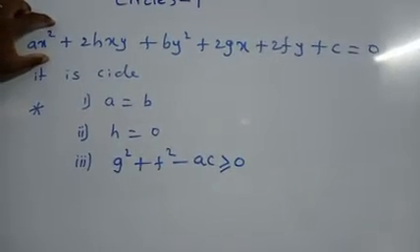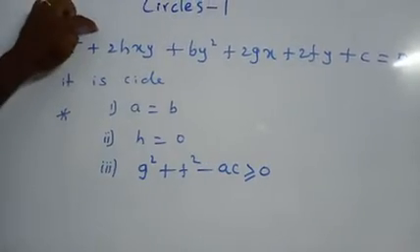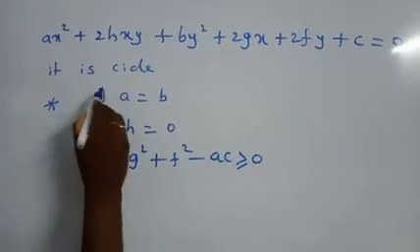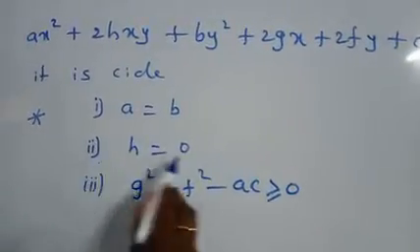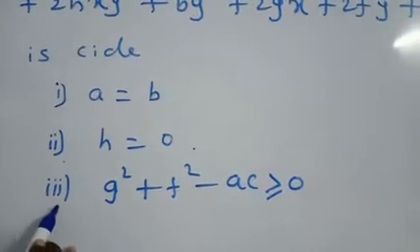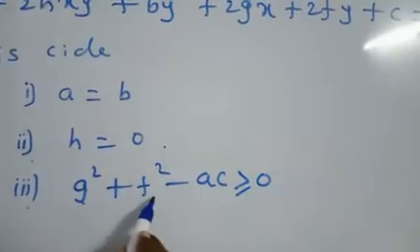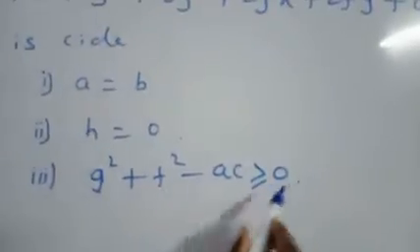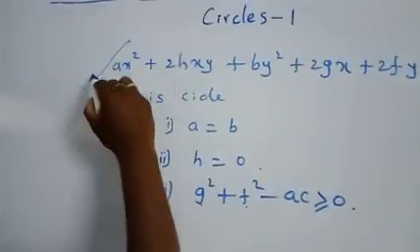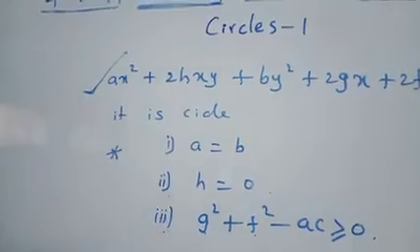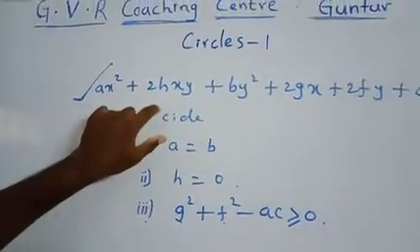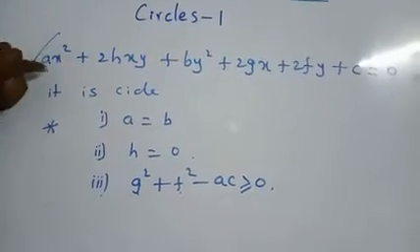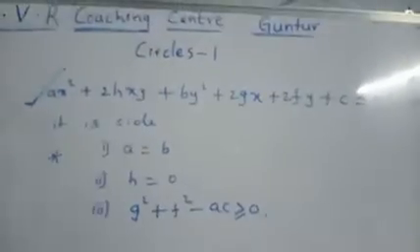Given the second degree equation, if it is a circle, what are the conditions? First condition: a is equal to b. Second condition: h is equal to 0. Third condition: g² + f² − ac is greater than or equal to 0. Again, we can discuss the conic section in the same second degree equation later. Once again I am repeating it, so don't forget this formula.